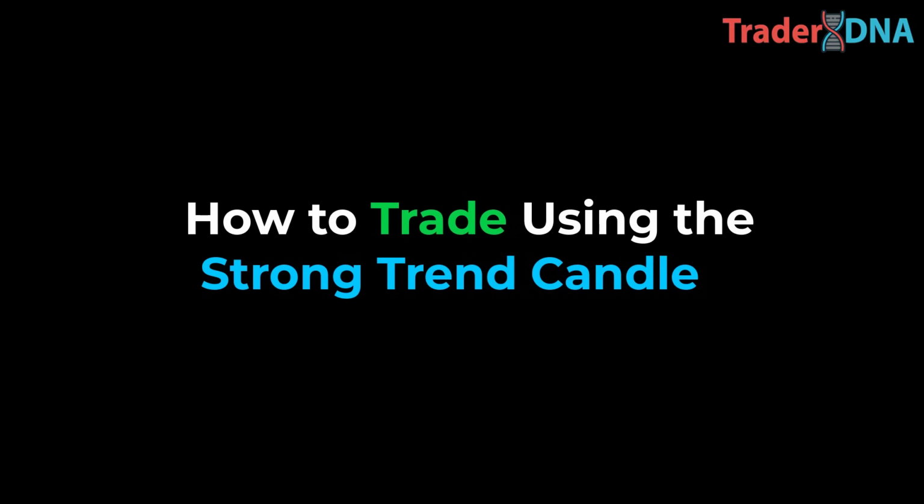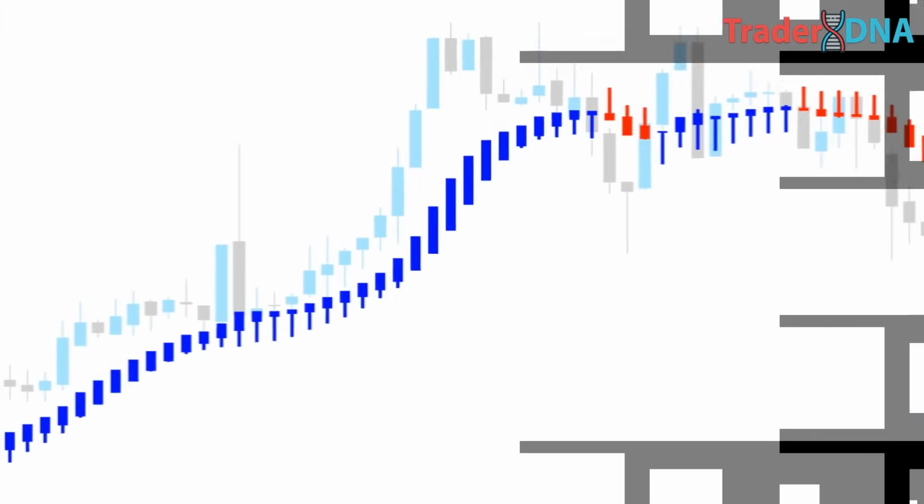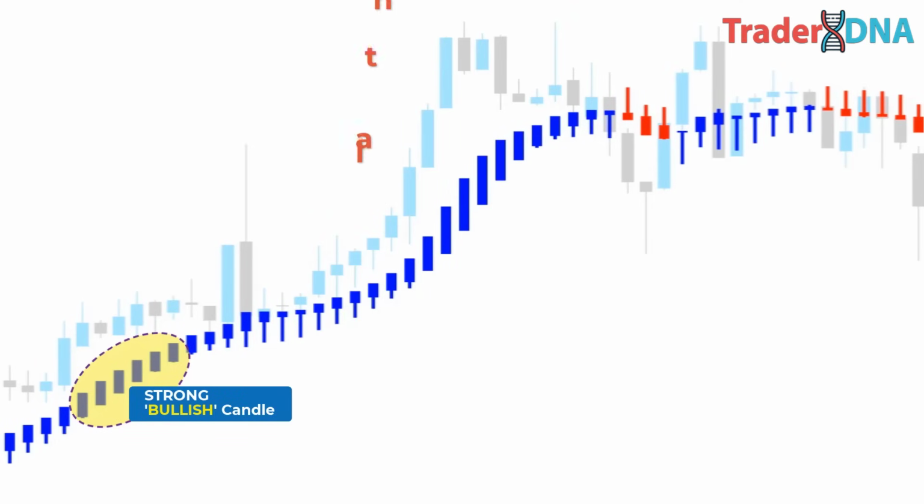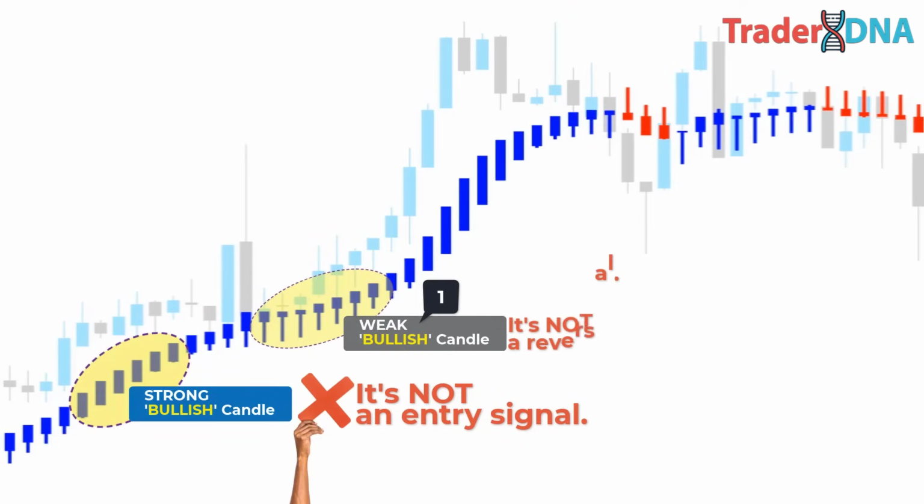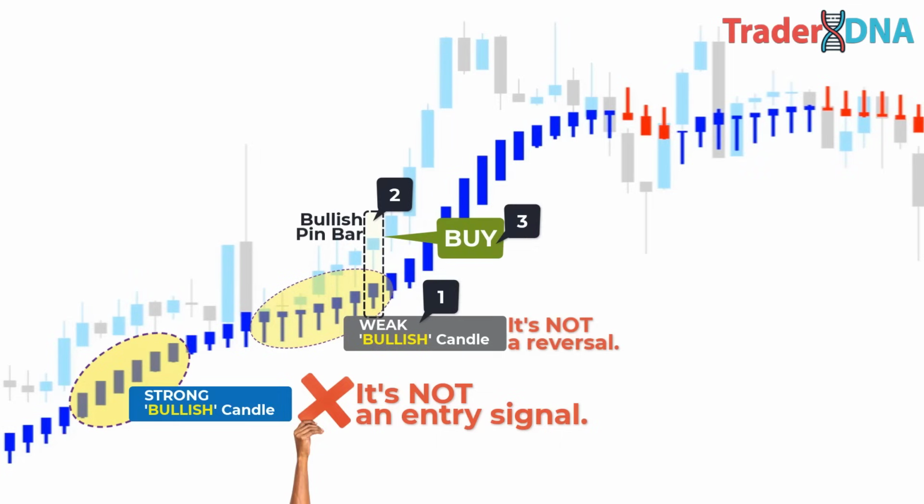How to trade using the strong trend candle? When you spot a trending market confirmed by a strong trend candle, your job is not to enter immediately, but to wait for the next opportunity. Here's the smart approach. 1. Wait for a weak trend candle to form. This signals temporary exhaustion, not a reversal. 2. Look for a price action pattern that aligns with the established trend. 3. Enter the trade with confidence, knowing you're trading with the momentum, not against it.